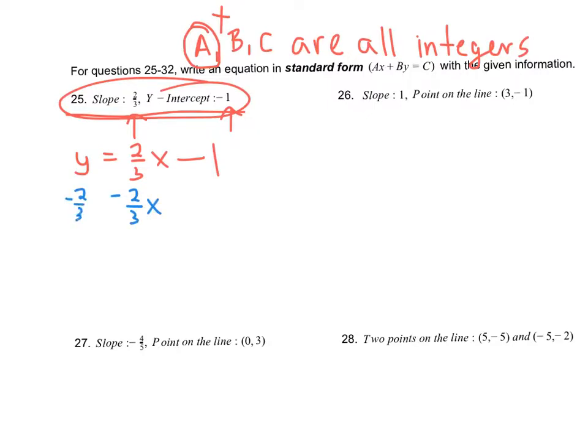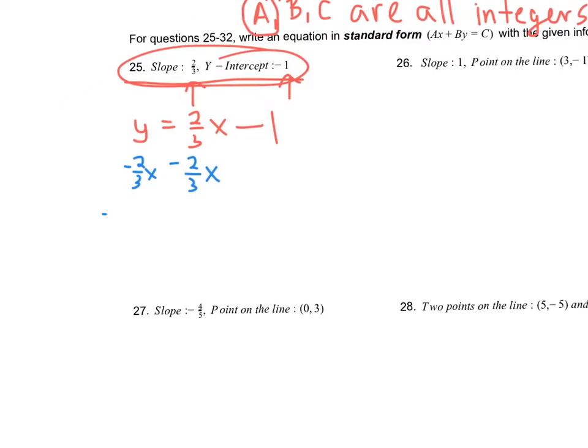Subtract 2/3 x from both sides. And that's going to give me -2/3 x plus y equals -1. So then all I need to do to get this in standard form is get rid of all the fractions. I only have one fraction, but I can't have any fractions.